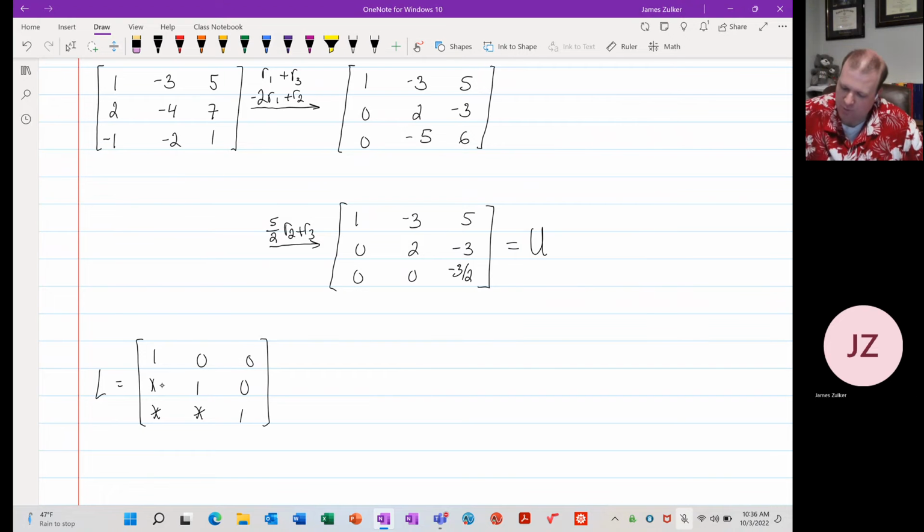For the 2,1 entry, what we do is we go back and look at how we determined U. What did we have to multiply by to zero out the 2,1 entry? We multiplied it by -2. That becomes +2. For the 3,1, what do we have to multiply by? We multiplied by 1, so that becomes -1. And then for the 3,2, we multiplied by 5/2, so that entry is -5/2. So there's our L, and there's our U.